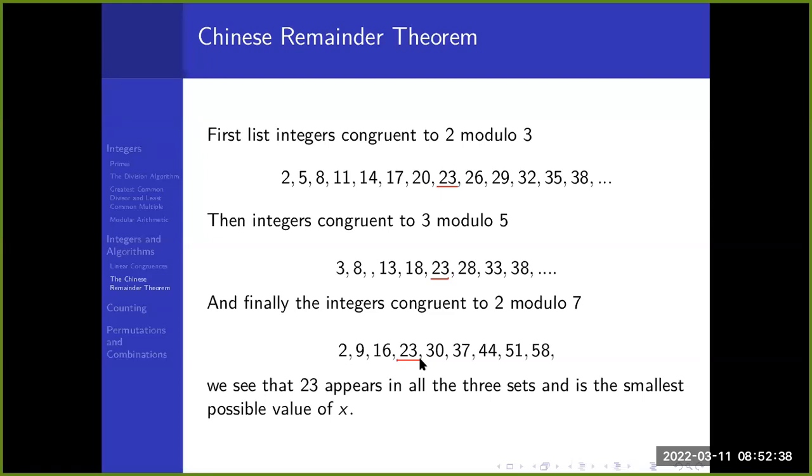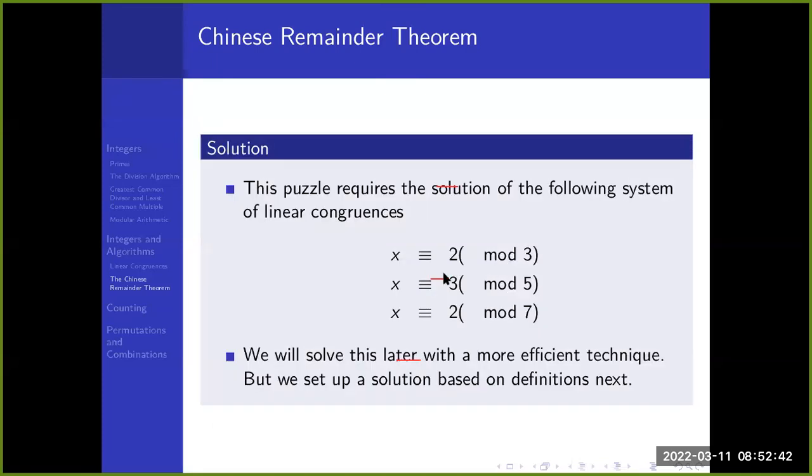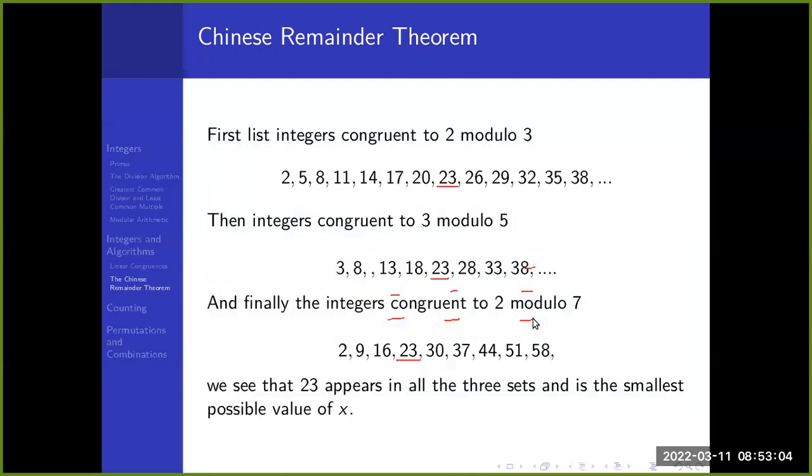23 will satisfy these 3 equations. You can check that. 23 minus 2 will give you 21, and 21 is divisible by 3. You can check 23 minus 3 is 20, and 20 is divisible by 5. You can check 23 minus 2 is 21, and 21 is divisible by 7. So 23 satisfies all the 3 equations.